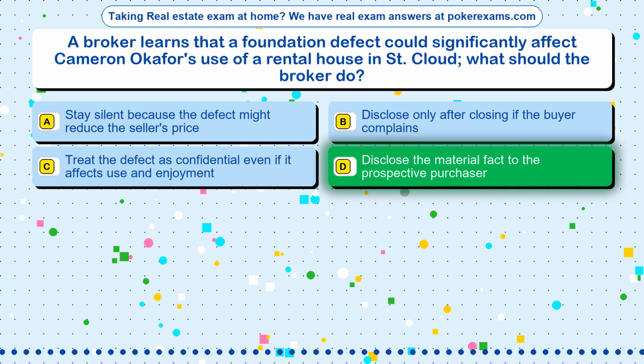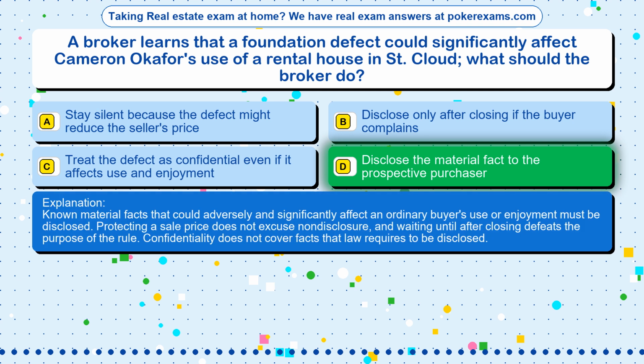The correct answer is option D. Disclose the material fact to the prospective purchaser. Known material facts that could adversely and significantly affect an ordinary buyer's use or enjoyment must be disclosed. Protecting a sale price does not excuse non-disclosure, and waiting until after closing defeats the purpose of the rule. Confidentiality does not cover facts that law requires to be disclosed.